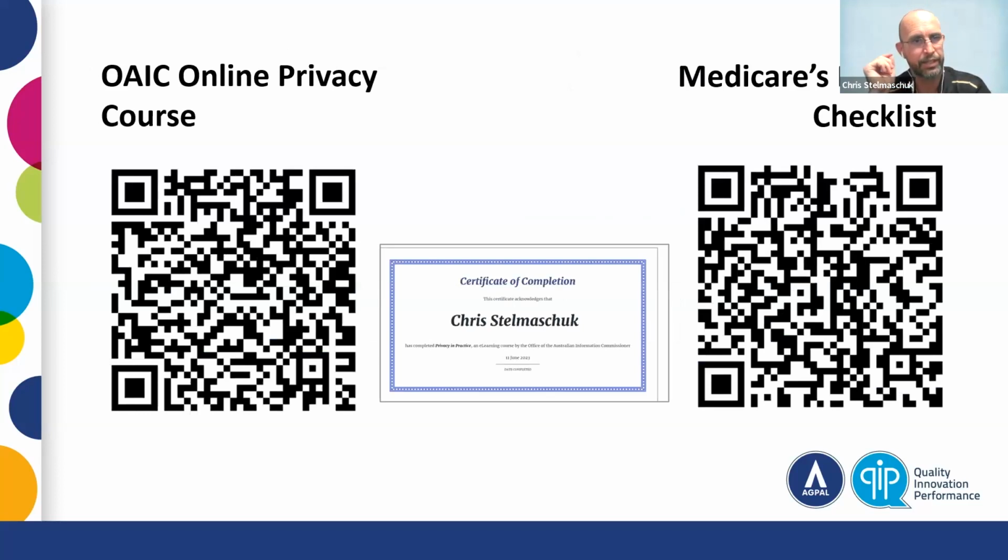Here are a couple of resources. The Office of the Information Commissioner has an online privacy course, which doesn't take very long to do, maybe 10-15 minutes. If you want a really good understanding of what privacy is and what's required, you can hold your phone up to that QR code to go through the course or get the link to it. And Medicare also has a good privacy checklist to go through. Again, those resources are there.